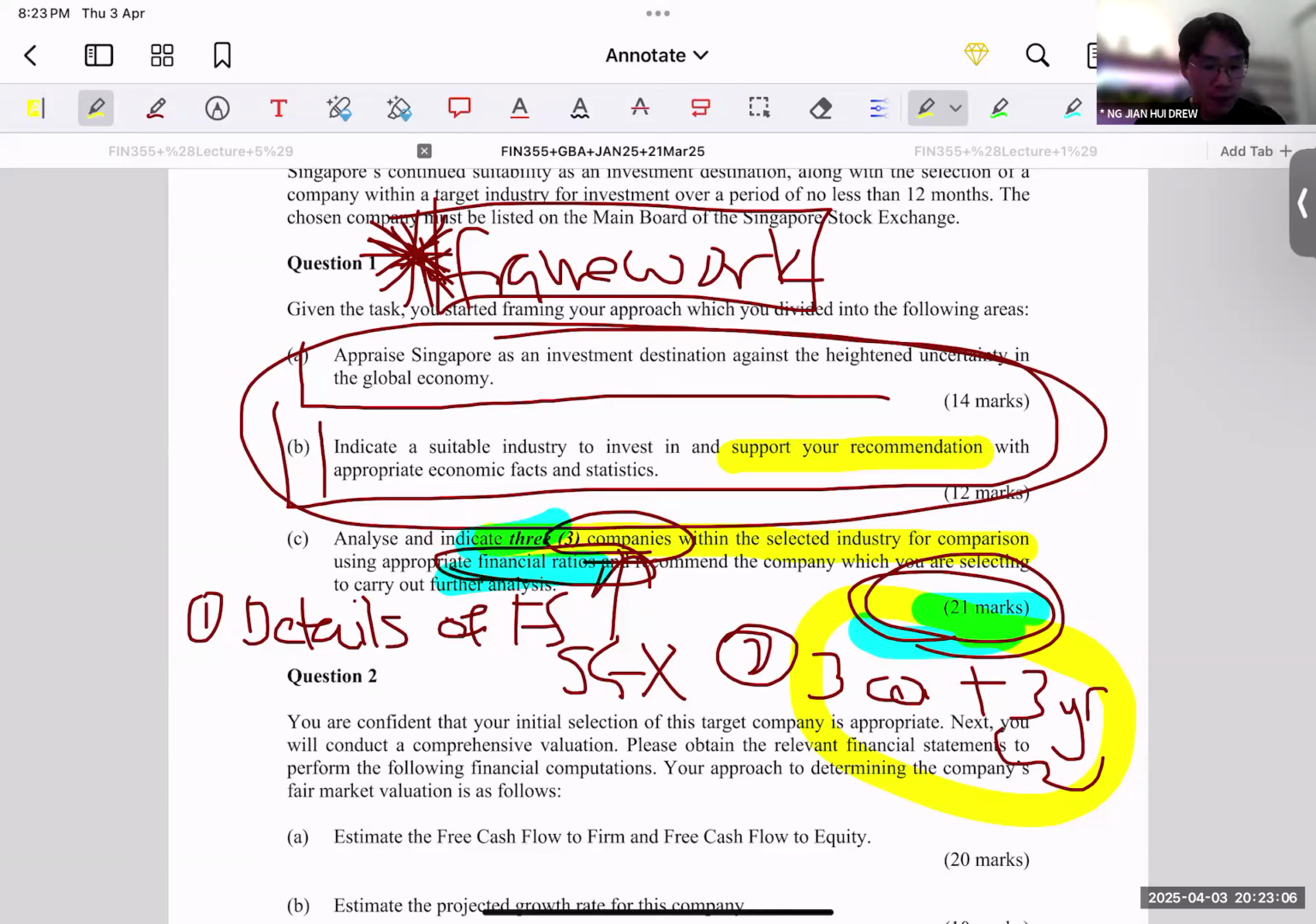But this point is very important. So I highlight here, details of financial statement. If your write-up mentioned this ratio increased because of higher profit, maybe gross profit margin is highest among the three companies, which is why this is the company we should choose, I think that's not enough. We need to look at the details of the financial statement, because this is quite a bit of marks, 21 marks. So need to be careful on this one.